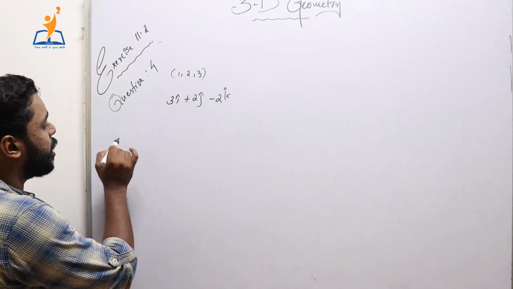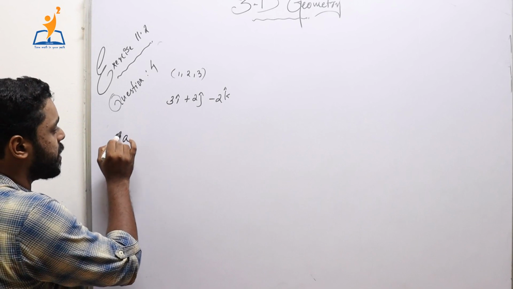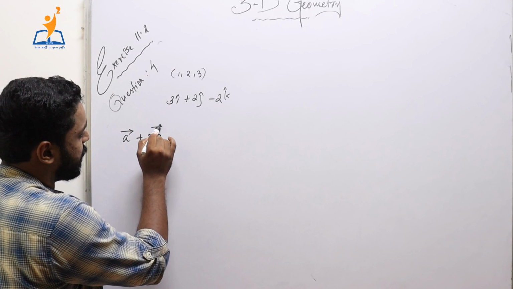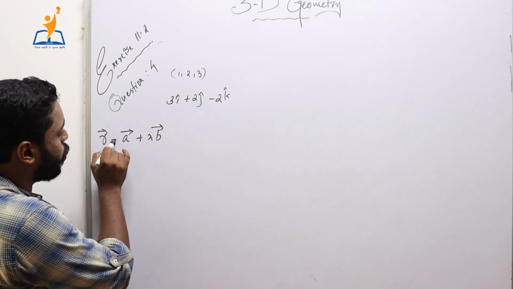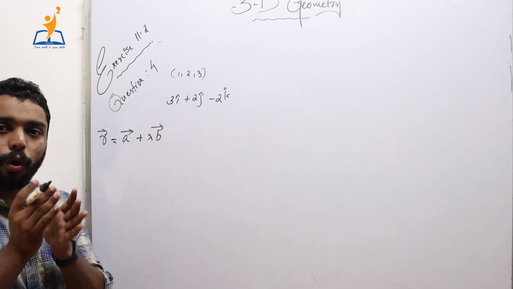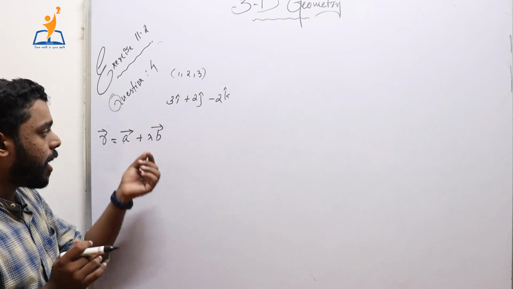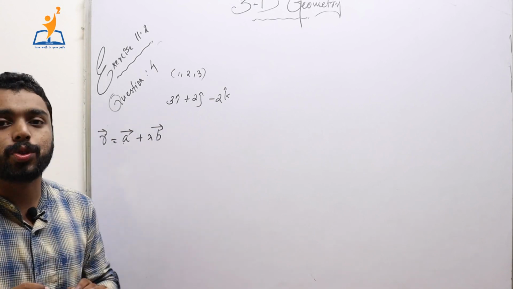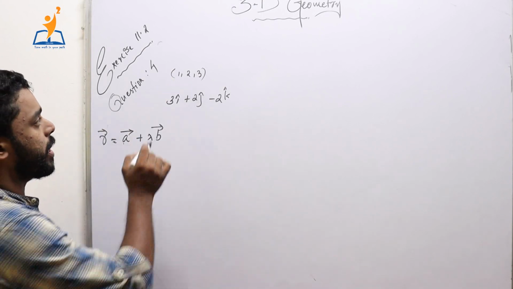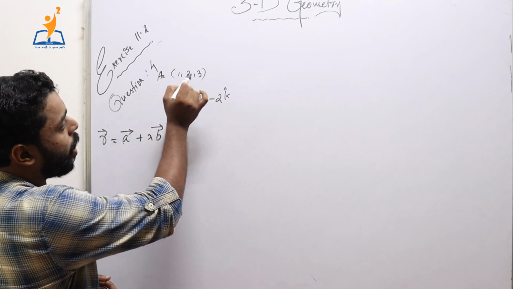We know the equation of the line which passes through the point A and is parallel to the vector B is r = a + λb, where a is the position vector of the point on the line and b is the vector parallel to the line through that point, isn't it? Now, we know that this point A is (1, 2, 3).